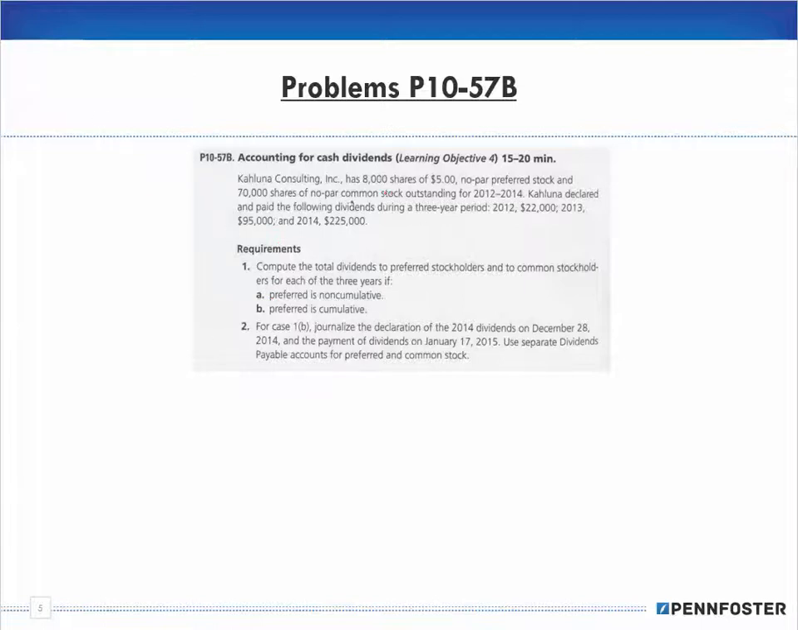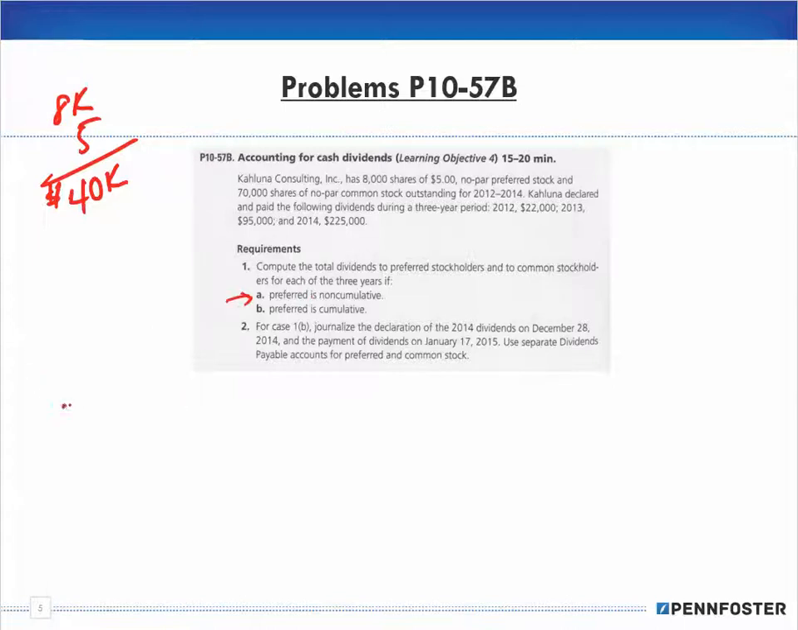All right, but here we're looking at 8,000 shares of $5 preferred stock. Okay, so we have 8,000 shares at $5. That means the preferred dividends per year is $40,000. Now we're going to look at the situation if preferred is non-cumulative.